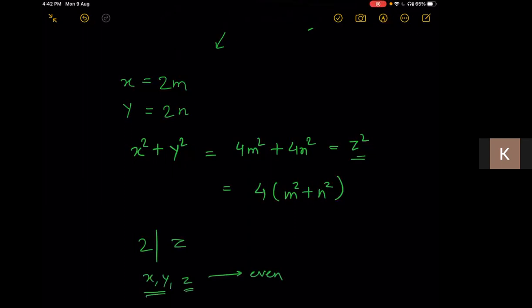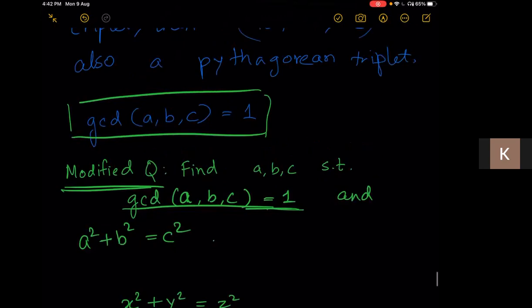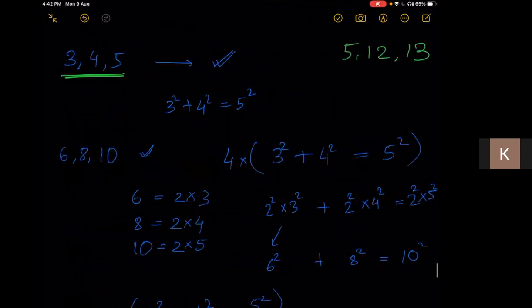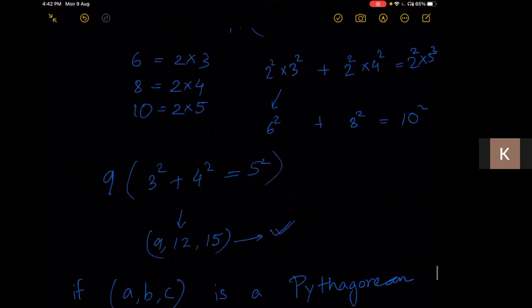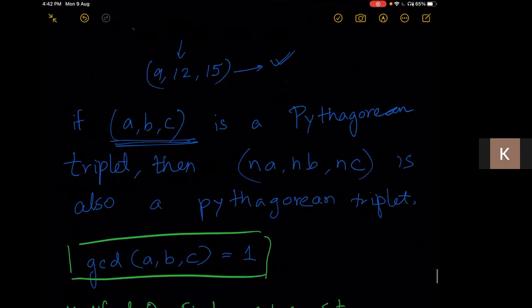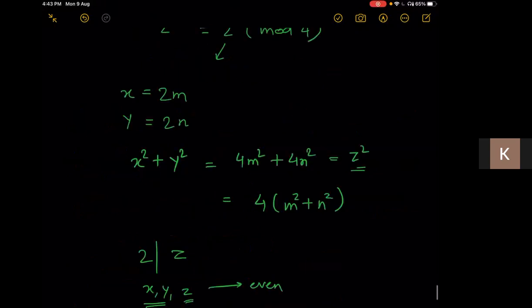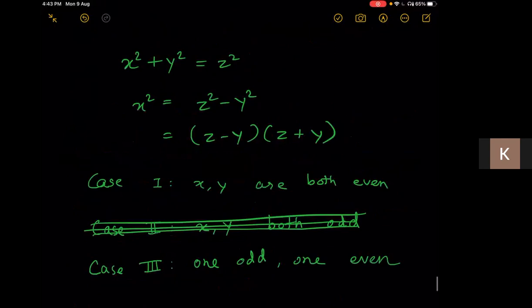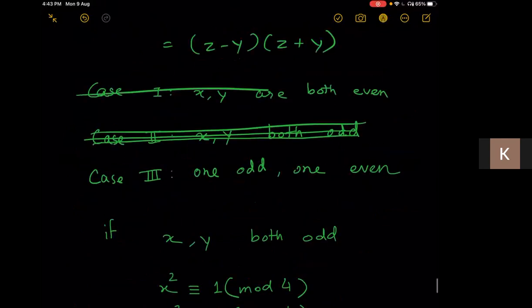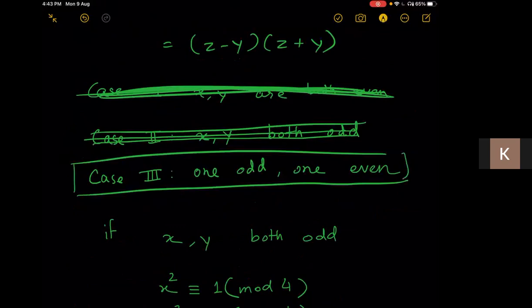But in our modified question, we are only dealing with such pairs where the GCD is 1. Other cases, you can multiply by n and get them. nA, nB, nC is also a solution. So for n equal to 2, 2A, 2B, 2C is a solution if A, B, C is a solution. So this case is also eliminated. I am not solving this case. Both even case is also gone. Only one case is remaining. Okay.